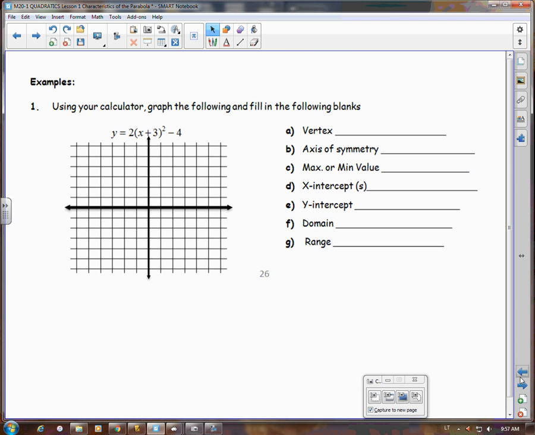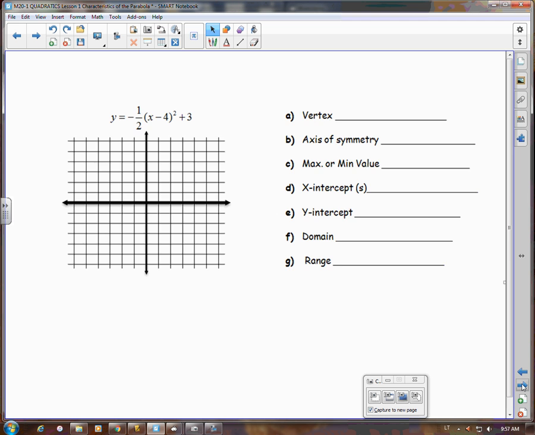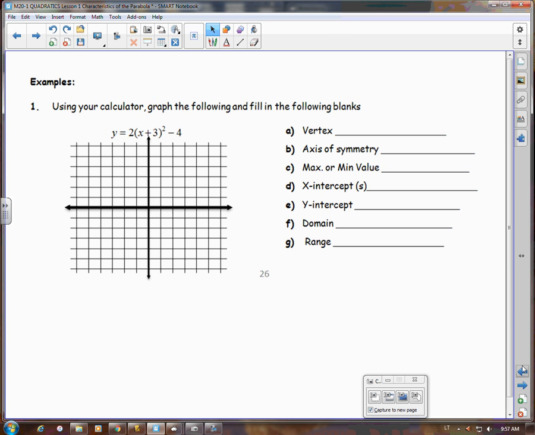What have we got? Tell you what, let's do this one. Use your calculator, graph, and fill in the following blanks. We should be able to fill in some of these blanks without graphing it. We should be able to see that our vertex there is at -3 and -4. So we should know that our axis of symmetry is x equals -3. Our max or min value will be y is equal to -4. Now, is this a max or a min? I don't have a graph.